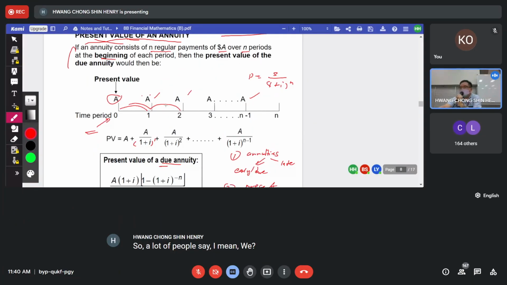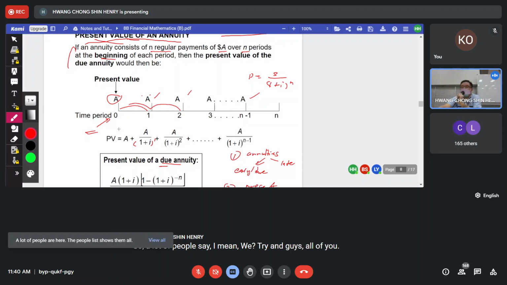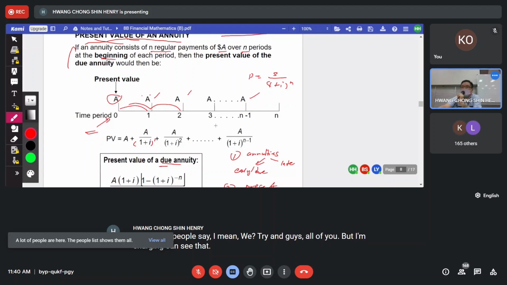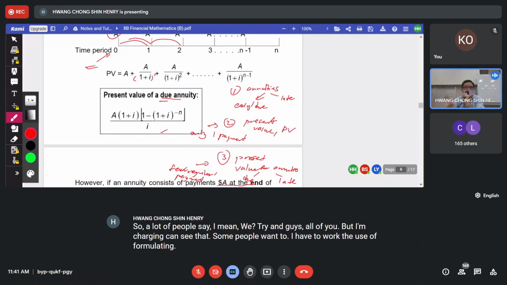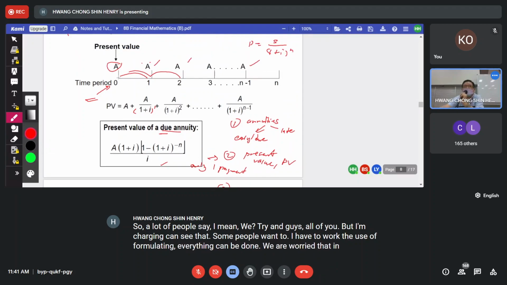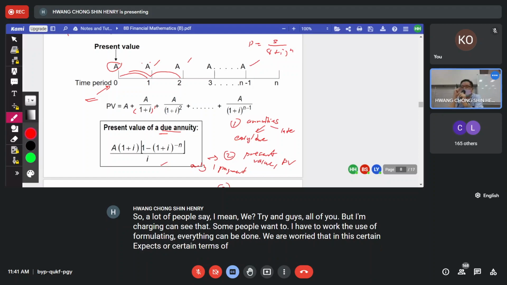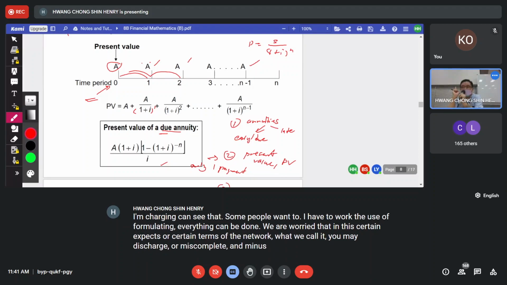We try to encourage all of you to draw the line chart. Draw the line chart, you can see better. But some people want to use the formula, they think that everything can be done by formula. We are worried that you may miss certain aspects. You may misjudge or miscalculate the n minus 1 and so on. So better try to learn how to draw the line chart.